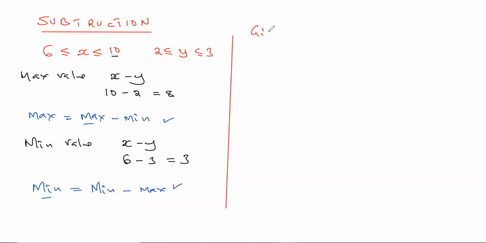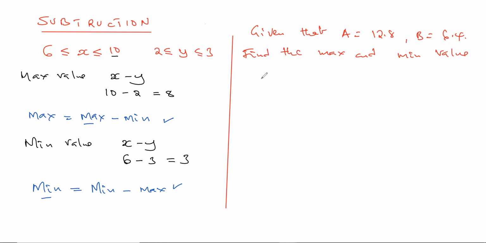Given that, this is my first question, given that A equals 12.8 and B equals 6.4. So the question is, find the maximum and minimum value of the following operation. And the operation is A minus B.